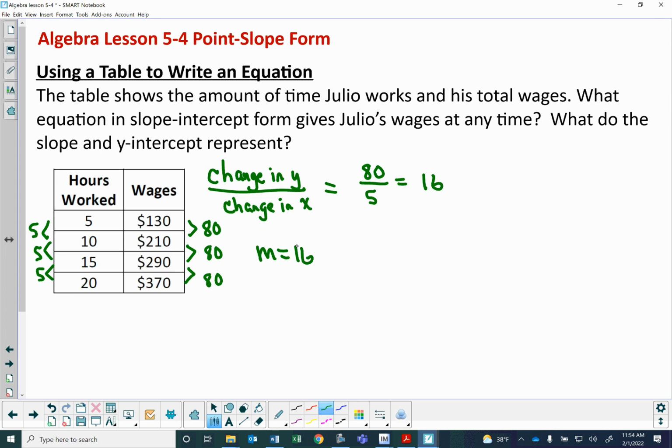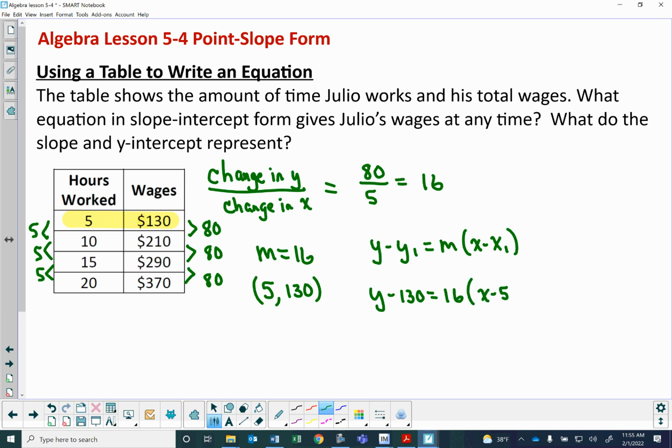Right? So now I can choose any point on my table. I'm going to highlight the very first point because they're smaller numbers. So my x value is going to be 5 and my y value is going to be 130. So my x sub 1 is 5 and my y sub 1 is 130. I'm going to use the point (5, 130) to write my equation. So y minus y1 equals m times x minus x1. So y minus 130 is equal to 16 parentheses x minus 5.